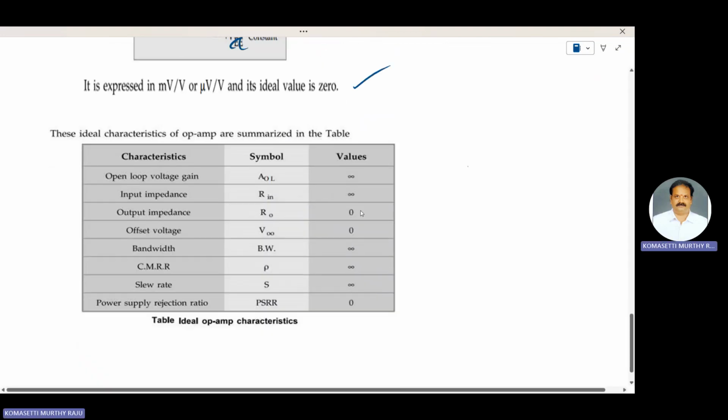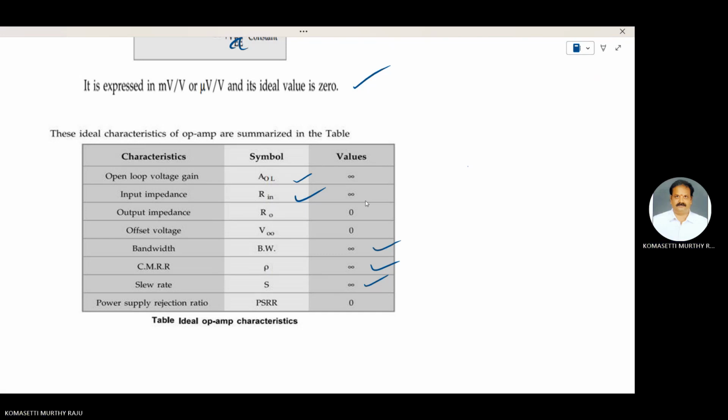These are some important characteristics of the ideal op amp. Open loop voltage gain AOL is infinity, input impedance RIN is infinity, output impedance RO is 0, offset voltage or output offset voltage is 0, bandwidth is infinity, CMRR, common mode rejection ratio, is infinity, slew rate is also infinity, power supply rejection ratio is 0. These are some important ideal characteristics of the ideal op amp. These characteristics will help to solve operational amplifier problems easily.